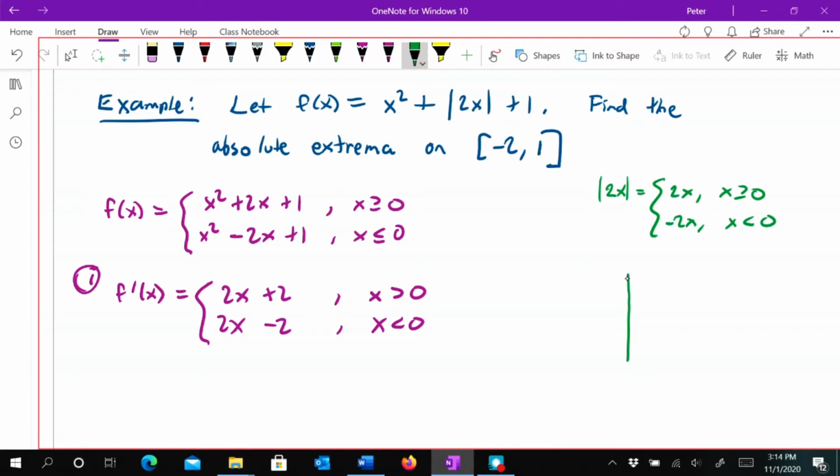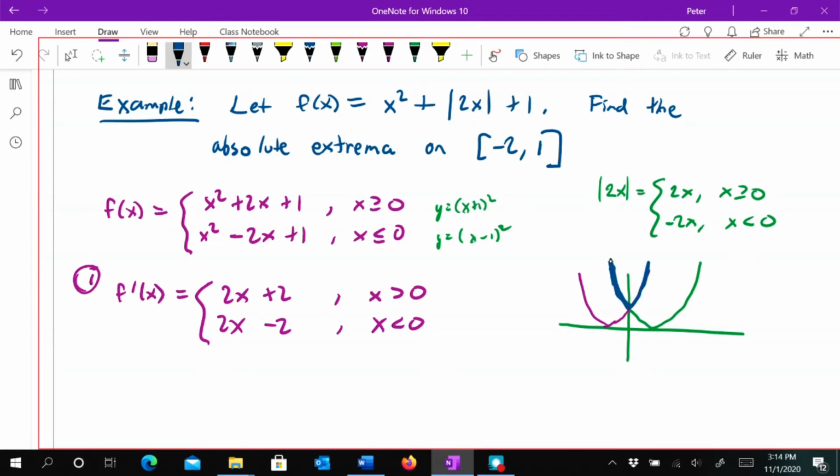If you want to see what this looks like, these two parabolas are y equals x plus 1 squared, and y equals x minus 1 squared. On one side we have this parabola, and on the other side, I'll draw it in a different color, we have this parabola. The actual function that we care about is like this. It's two parabolas that cross each other at an angle, so they meet at this corner rather than at any sort of smooth curve.